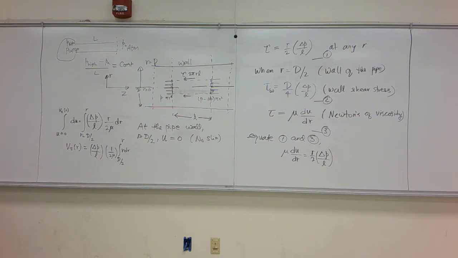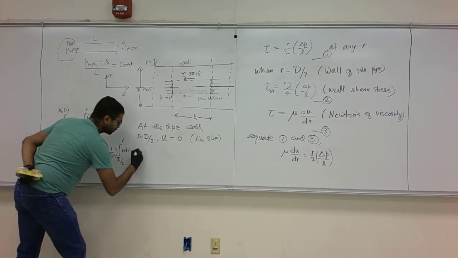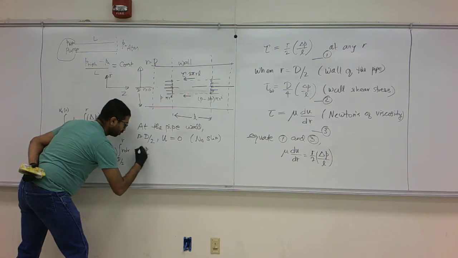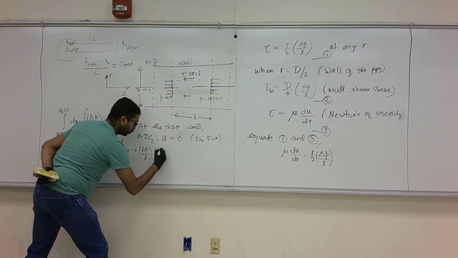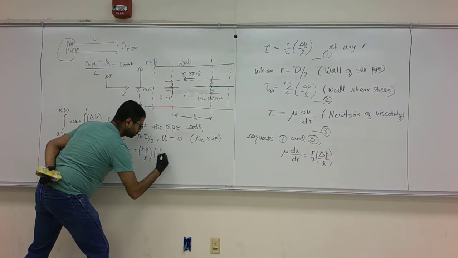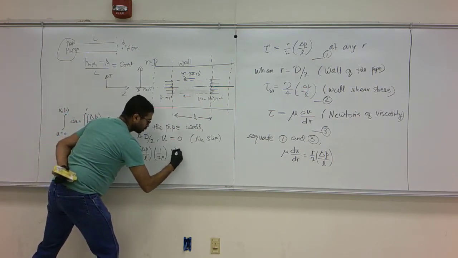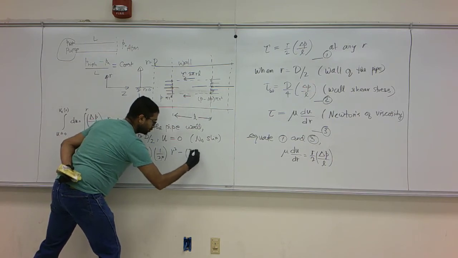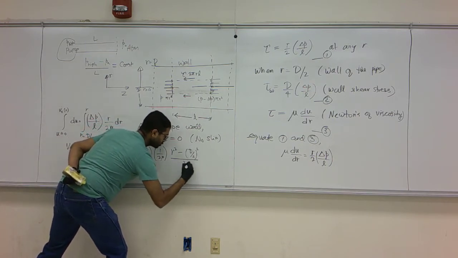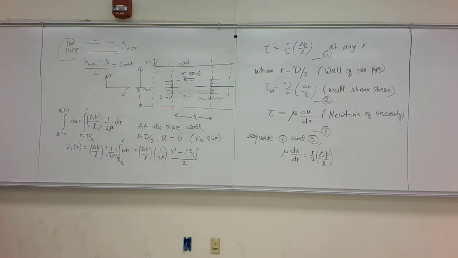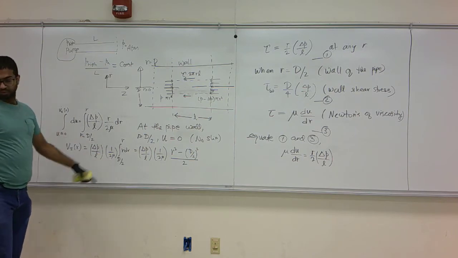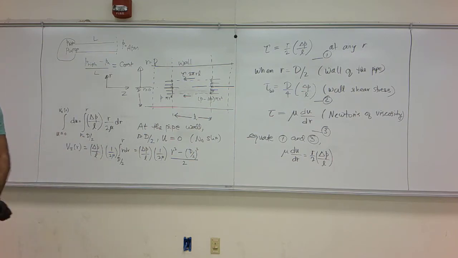Integrated from d by 2 to r, which is delta P over L times 1 over 2 mu times r squared over 2 minus d by 2 squared over 2. So what remains is for us to do some rearrangement to get the velocity profile in a form that is intuitive and easy to use.